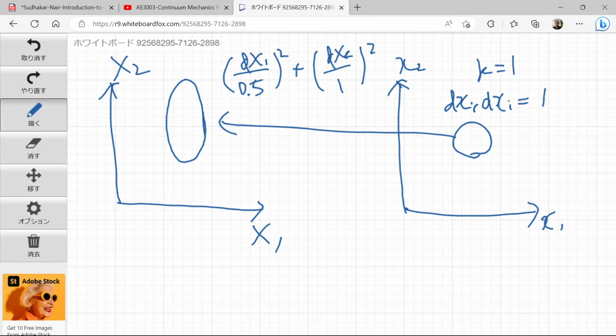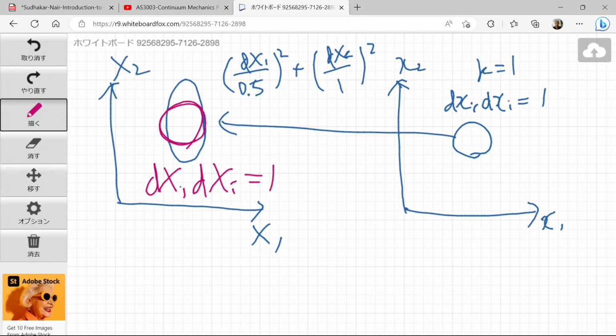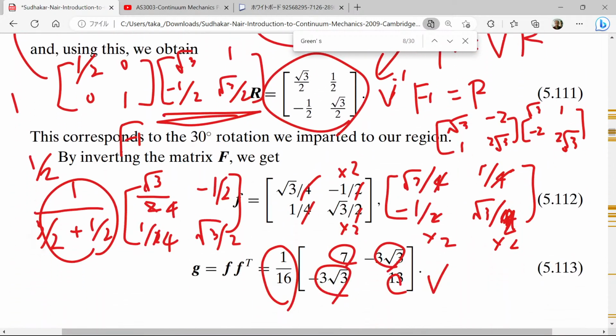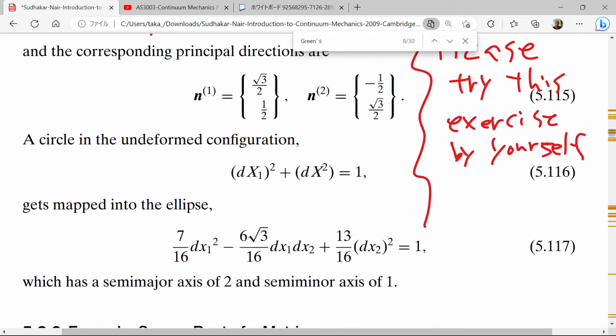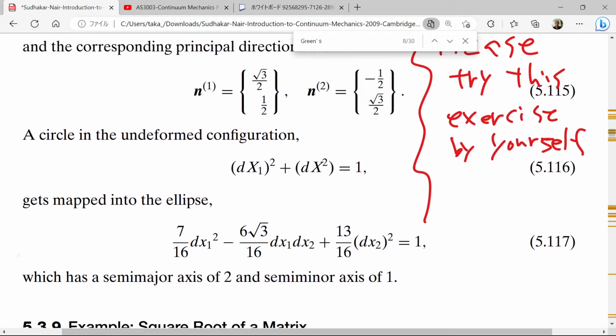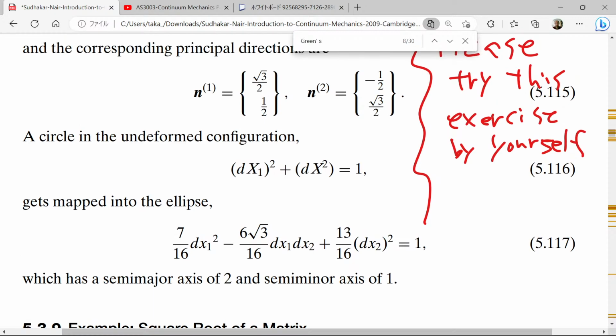But the funny thing is, if we have a small sphere here like this, so now you have dxi dxi equal 1. Then this will get mapped to this strange ellipse which has semi-major axis of 2 and semi-minor axis of 1. What is that?